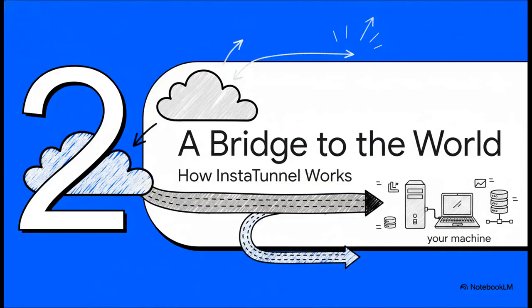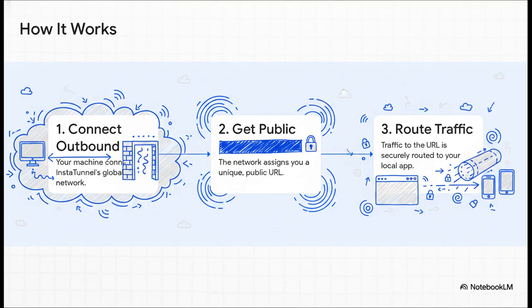So how does InstaTunnel actually build this magical bridge from the open internet all the way back to your machine? It sounds pretty complicated, but the way it works is actually surprisingly clever. It really just comes down to three simple steps. First, and this is the key part, your computer makes an outbound connection to InstaTunnel's network. That's so important because most firewalls are totally fine with traffic going out. Then their network hands you back a public URL that anyone can visit. And finally, any request that hits that URL gets securely funneled right back down that tunnel to your local app.